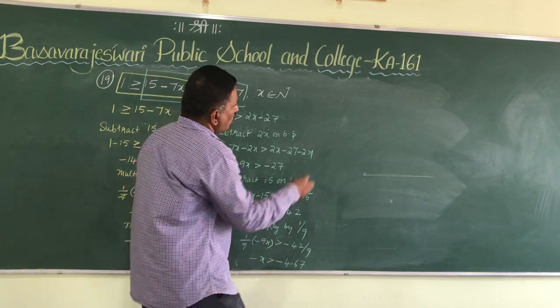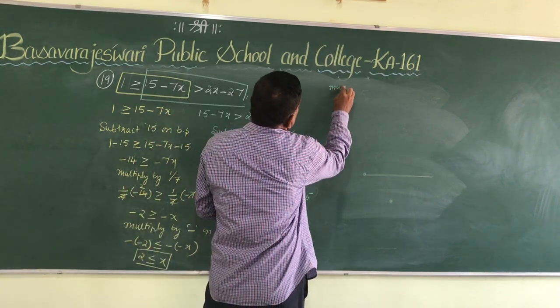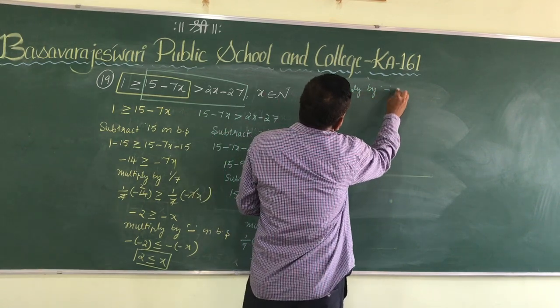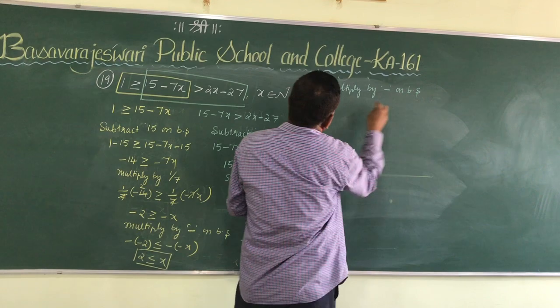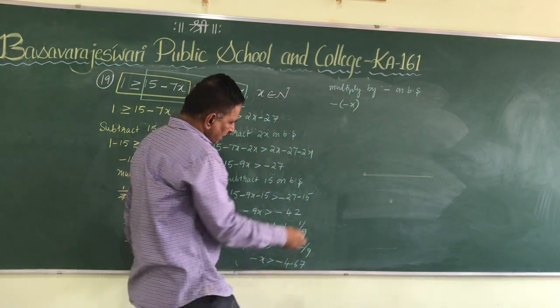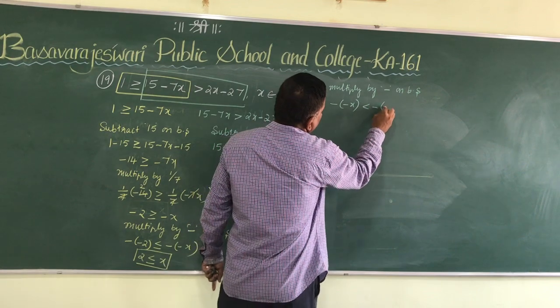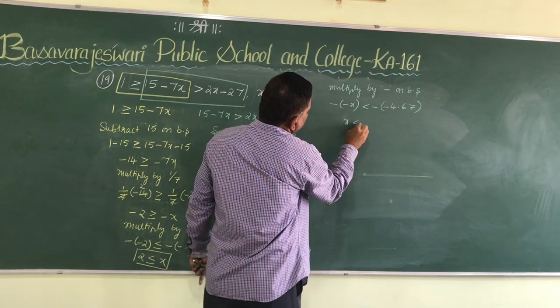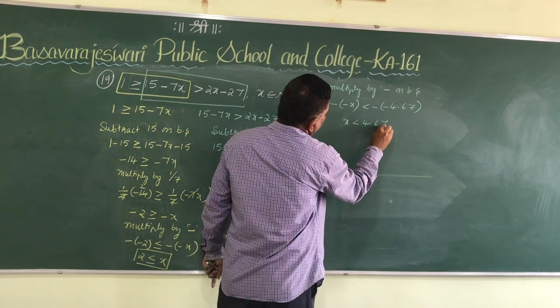I have to remove the negative sign for the x. So multiply by minus on both sides. Minus of minus x. When I multiply, greater than will become less than. Minus of minus 4.67. So x is less than 4.67.